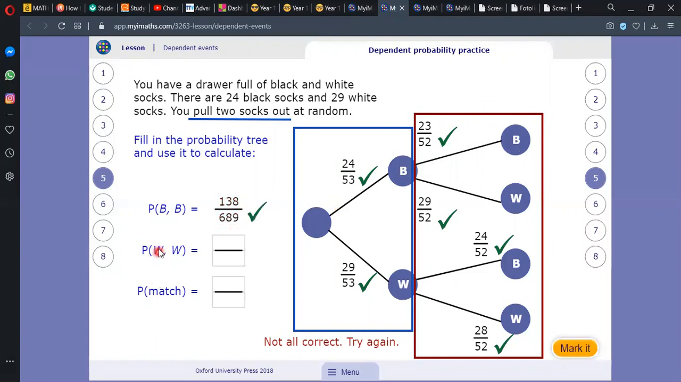If I'm to do probability of white and white, first white and second white, I will come here. This is white in the first trial, and this is white in the second trial. So that is 29 over 53 times 28 over 52. And that should give us 203 over 689. That's for this one. So mark that. That is correct as well.